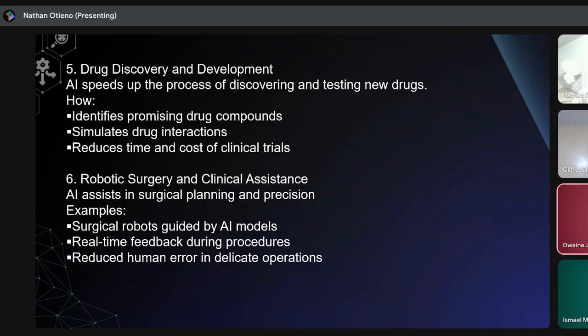Number six, robotic surgery and clinical assistance. The use of AI assists in surgical planning and precision. Examples for these clinical procedures are surgical robots guided by AI, and real-time feedback during procedures, which reduce human error in delicate operations. Thank you.